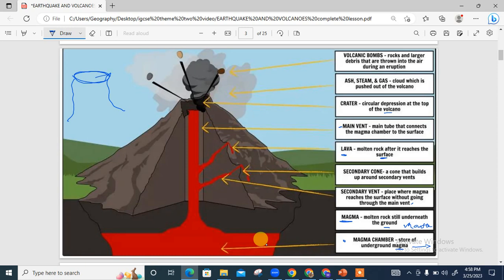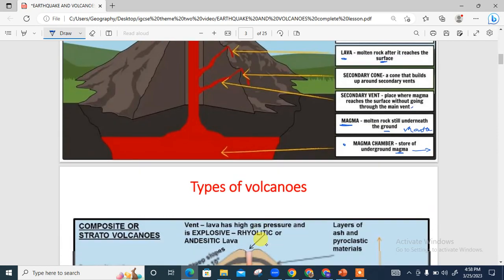Then once the volcano erupts, there are usually ash, steam, and gas. These form a cloud which is pushed out of the volcano. And we also have things called volcanic bombs, which are rocks and larger debris that are thrown into the air during an eruption.